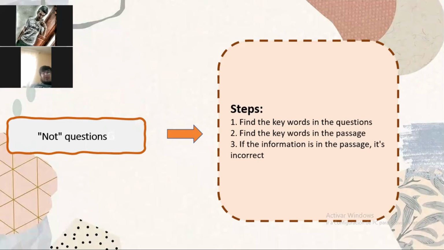Then we have some steps. Find the keywords in the question. Remember, the keywords in the question will probably be paraphrased from the text. Find the keywords in the passage. Remember, the points will likely be paraphrased. If the information is in the passage, it's incorrect.